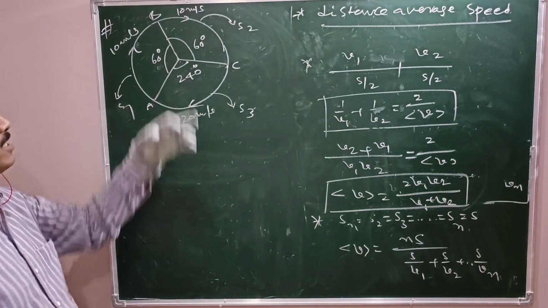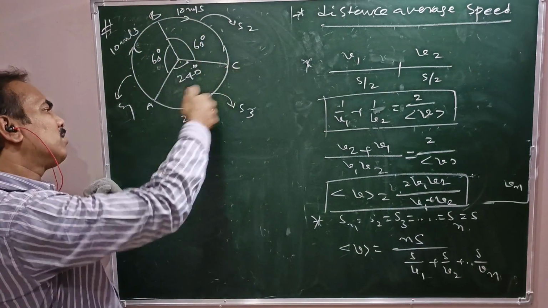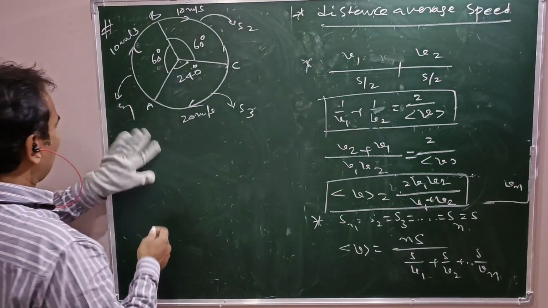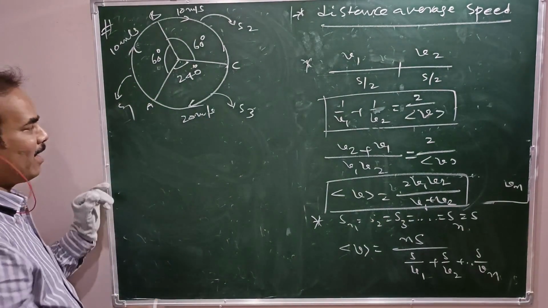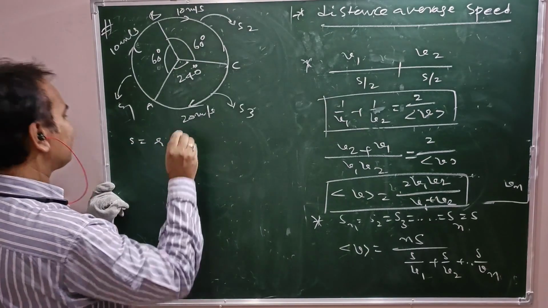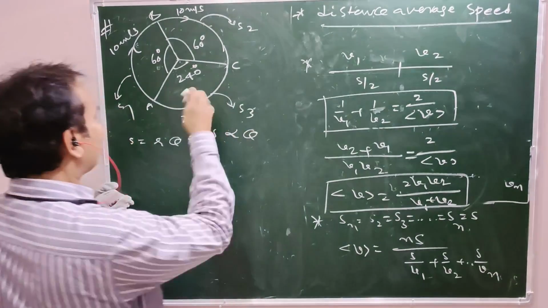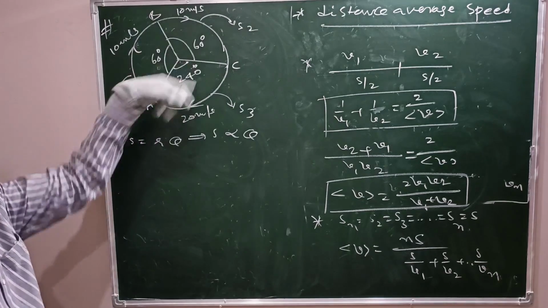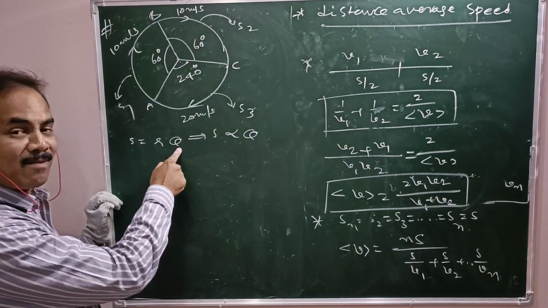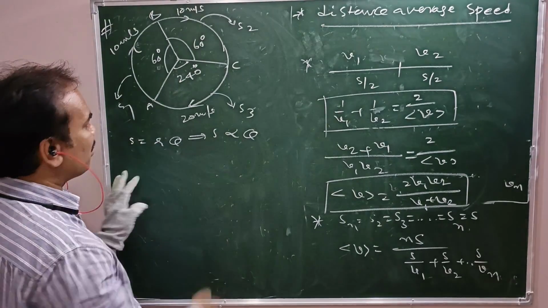How to get S1, S2, S3? S1 means nothing but the length of the arc. Here also the length of the arc. Here also the length of the arc. We have one relation between arc length and angle. We know that S equal to R theta. Radius is the same for any arc in this circle. Therefore, S equal to R theta: arc length equal to radius times theta, the angle made by that arc. That implies S is proportional to theta.